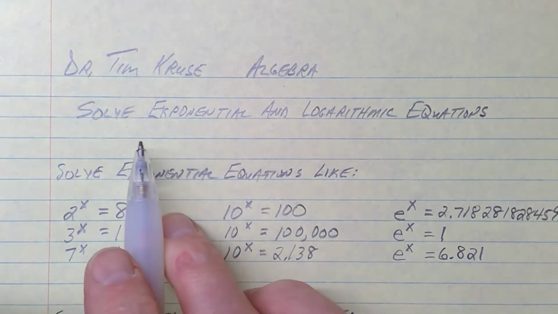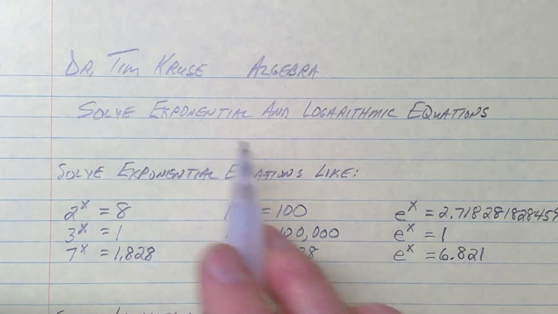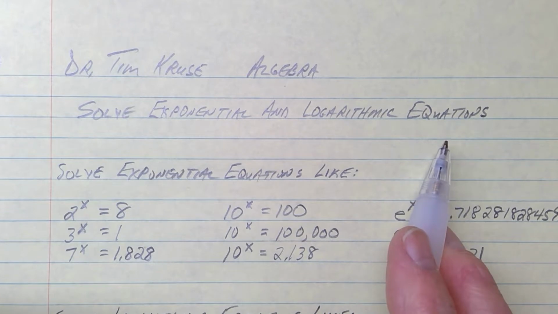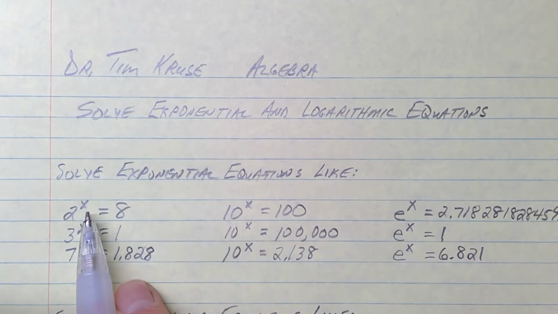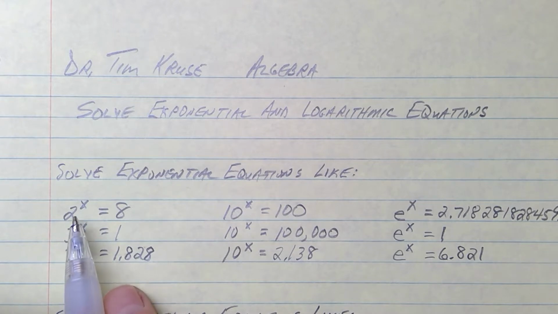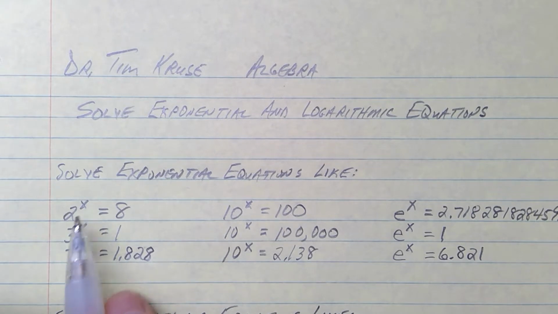Today we're going to demonstrate how to solve exponential, that means it has an exponent, and log equations. Exponential means that there is an unknown in the exponent. So this is 2 to some unknown number equals 8. I'm going to show you how to solve that when the unknown's up there in the exponent.